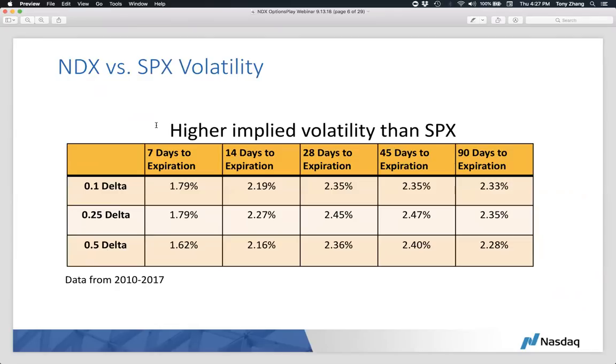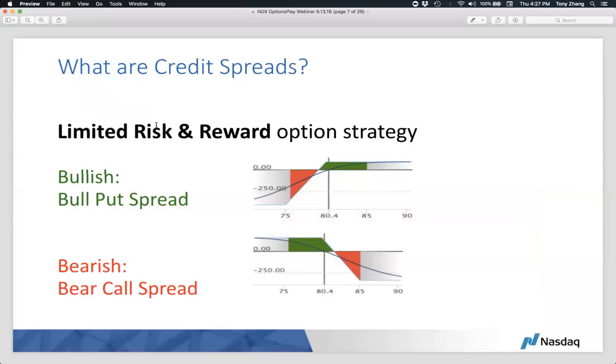So now that we've discussed a little bit about index options, NDX and index options specifically, let's dive a little bit into credit spreads. What are they? What type of strategy are they? For those of you that are brand new to this strategy, I really want to take a few minutes and break down the strategy so that everyone really truly understands it.